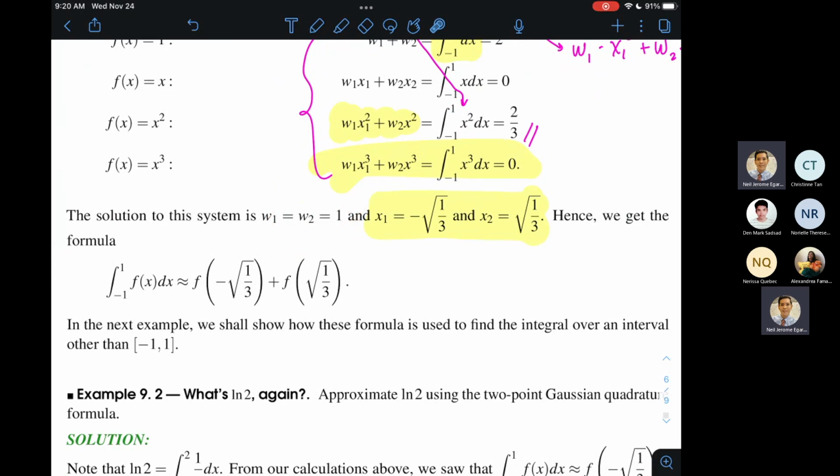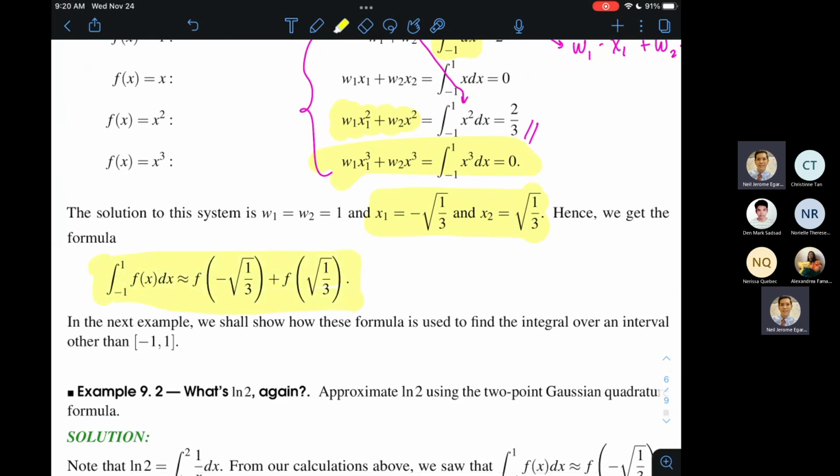So in summary, the quadrature rule or the 2-point Gaussian quadrature rule that is of degree of precision 3 is given by this guy. Okay, so whenever you want to approximate the integral of a function f from -1 to 1, you can just perform this formula.